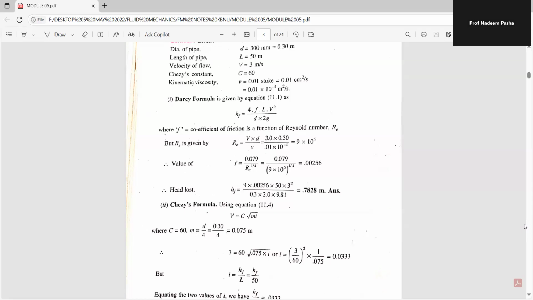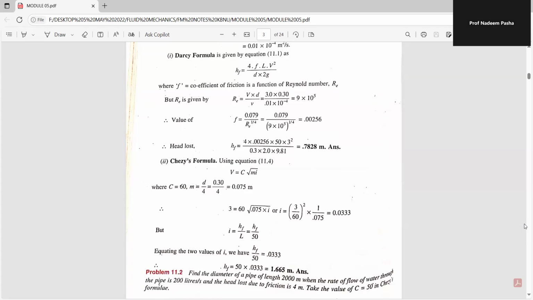0.033. But I equal to HF by L. L is how much? 50. Equating the two values, we have HF by 50 comes out to be 0.0333. So if you observe it, the loss of head due to friction obtained from Darcy Weisbach equation is different compared to the loss of head obtained from Chezy's formula, depending upon Chezy's constant.